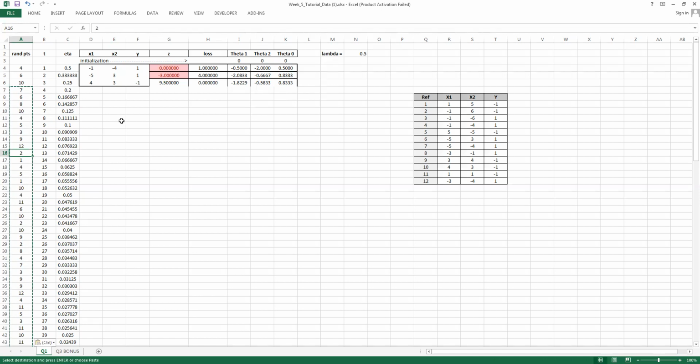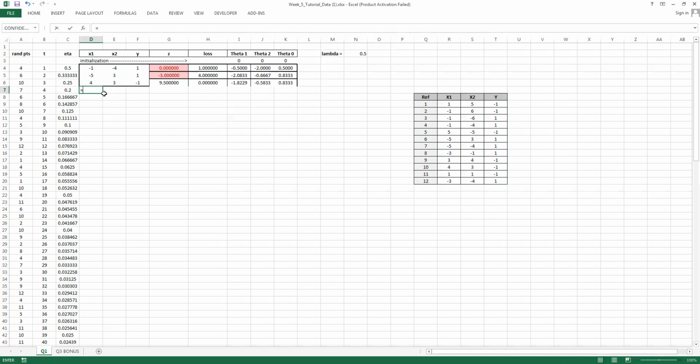But if you had 10,000 rows or whatever, then every time you adjusted any cell, it would re-randomize and have to recalculate like 100,000 cells or something, and it would be slow. So now what we need to do is translate these random points, random reference numbers. We have 12 reference numbers into these x1, x2, and y. And we're going to do that with a vertical lookup.